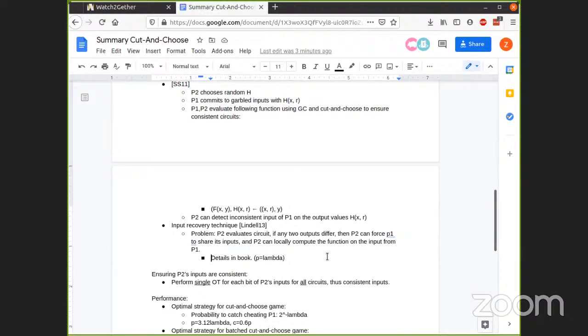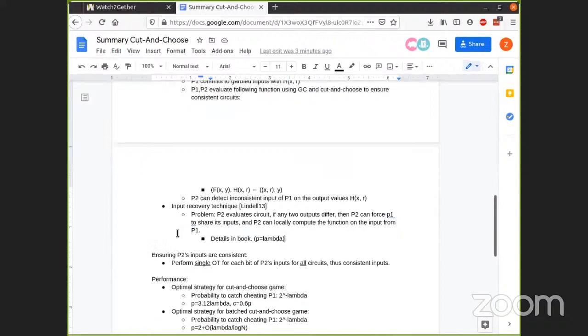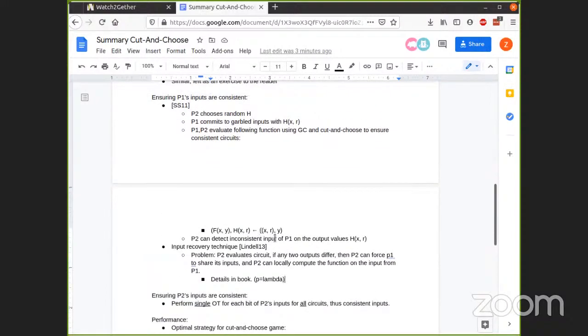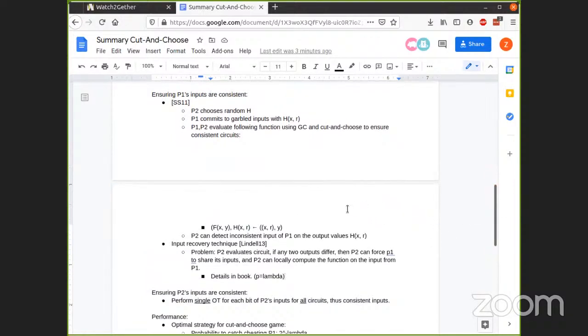There aren't that many details in the book about it. Still, comparing to the previous technique, I think it's not a big improvement, because in the previous one where you augment the circuit, the augmentation of the circuit is independent of the circuit size. So it's also just a constant factor, the SS11.